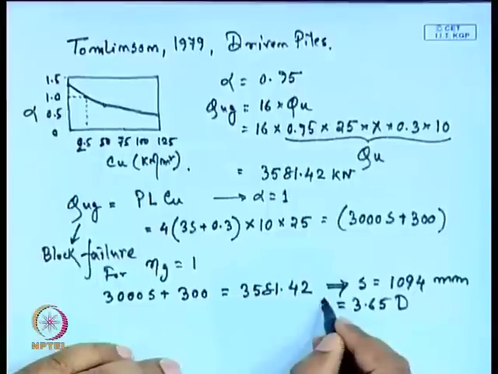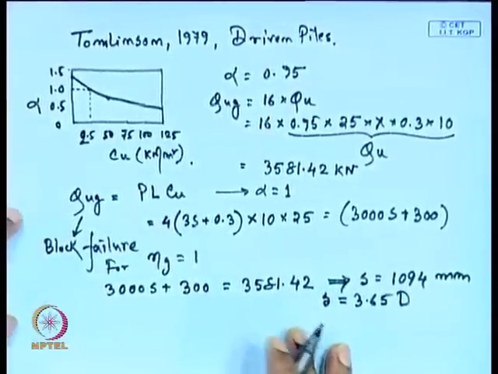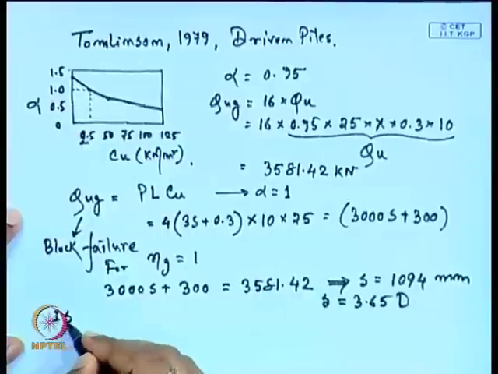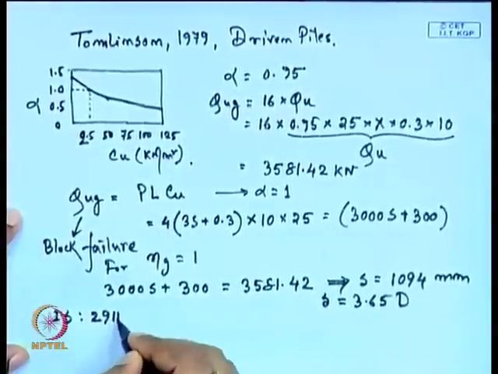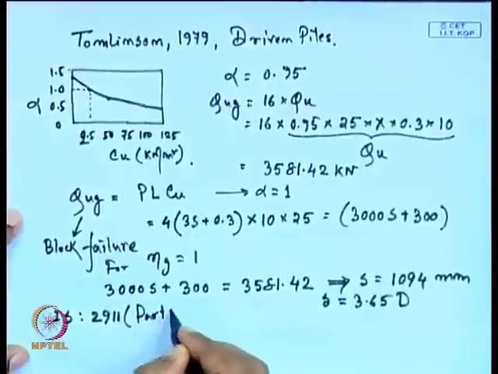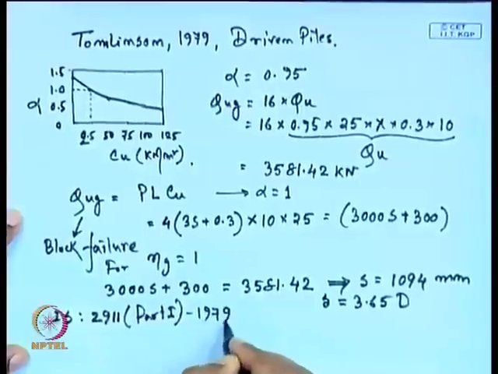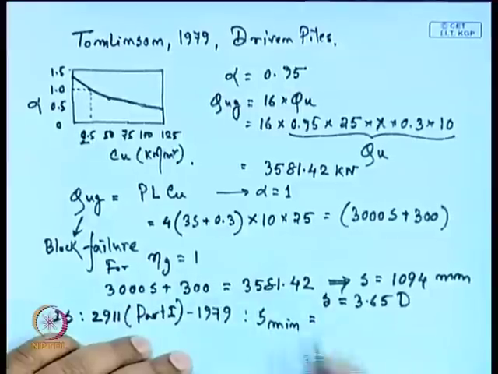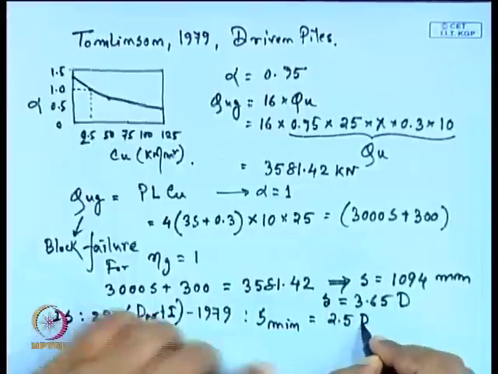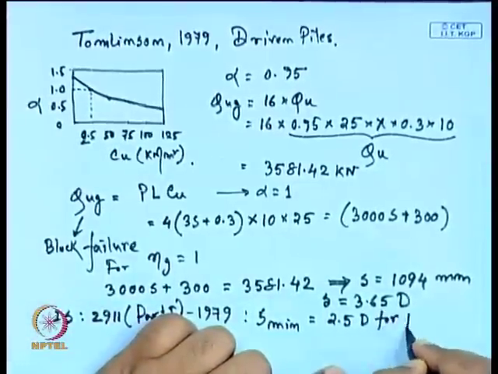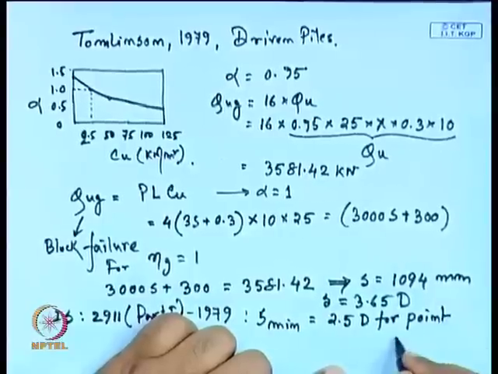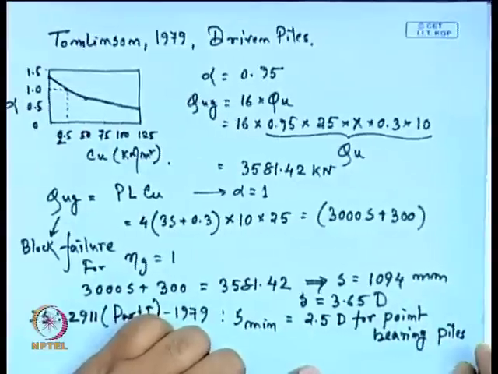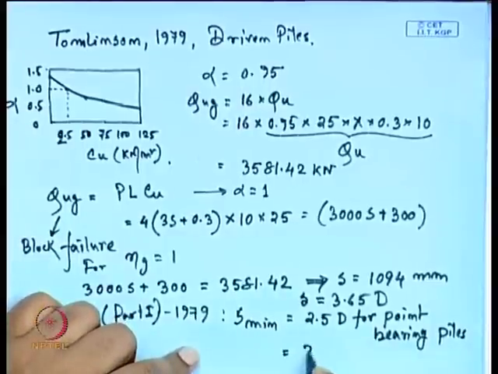This is the diameter of the pile. Now, another thing that you have to check is that IS code recommends, IS 2911 Part 1, 1979, that the minimum spacing S minimum is equal to 2.5 D for point bearing piles and equal to 3D for friction piles.